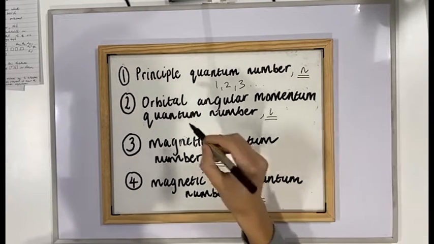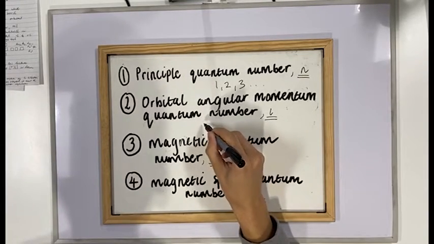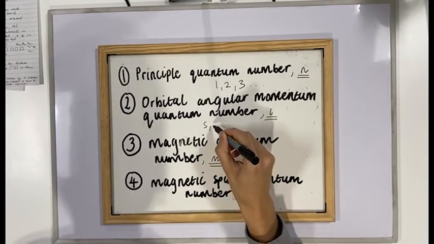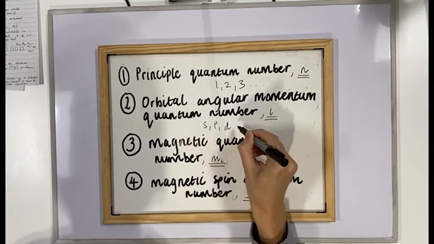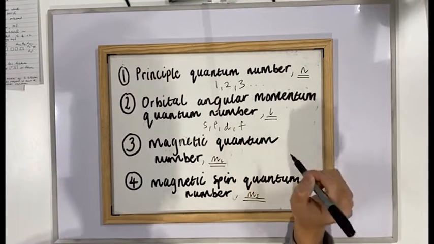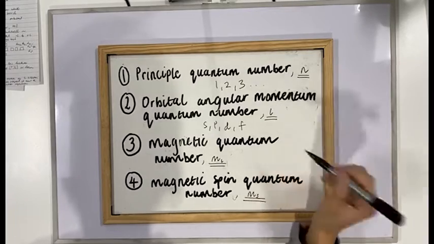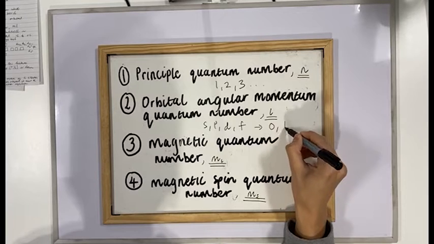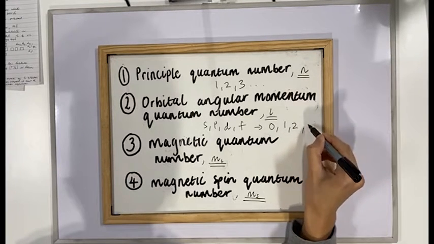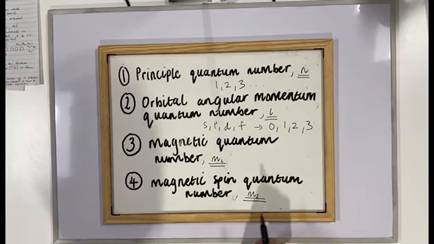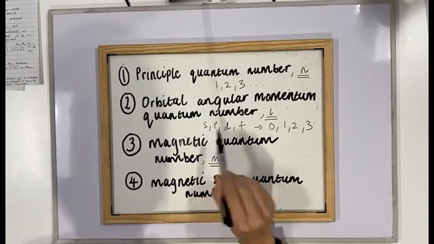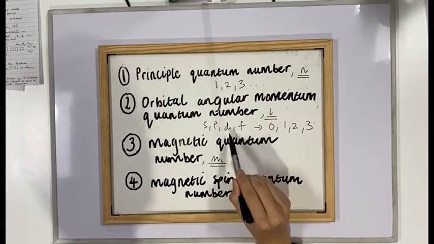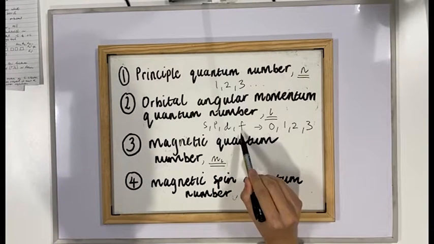For example, there are 4 orbitals, S, P, D, or F, designated by the numbers 0, 1, 2, and 3. The number 0 corresponds to the S orbital, the number 1 corresponds to the P orbital, the number 2 corresponds to the D orbital, and number 3 corresponds to the F orbital.